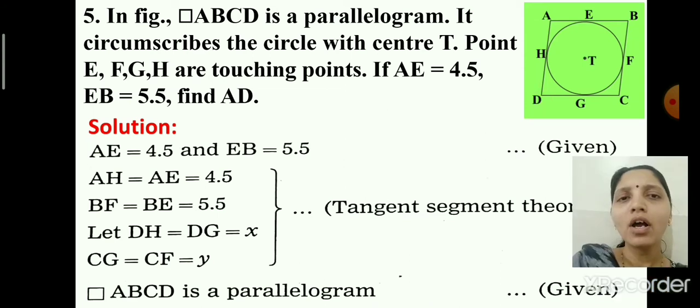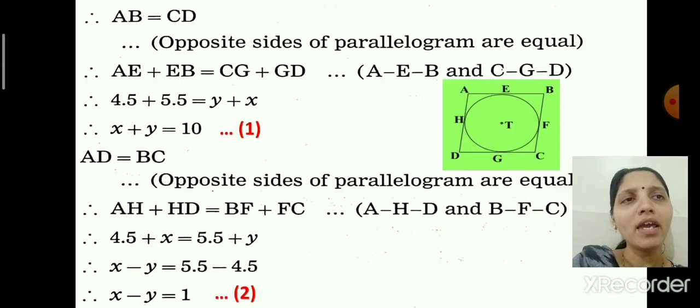Now quadrilateral ABCD is a parallelogram. It is also given to us. Therefore, AB is equal to CD. These are the opposite sides of this quadrilateral, because we know that opposite sides of a parallelogram are equal. Therefore, AE plus EB is equal to CG plus GD. Reason you will write as points A, E, B and point C, G, D are on the same line respectively.